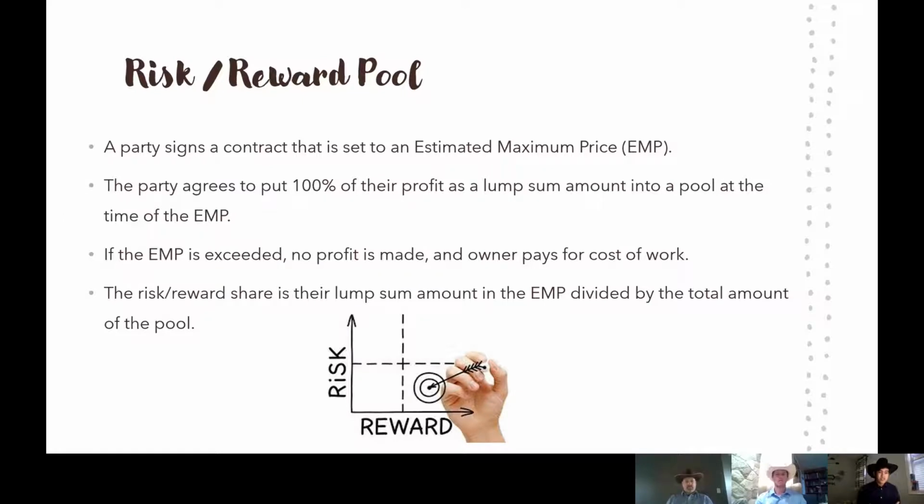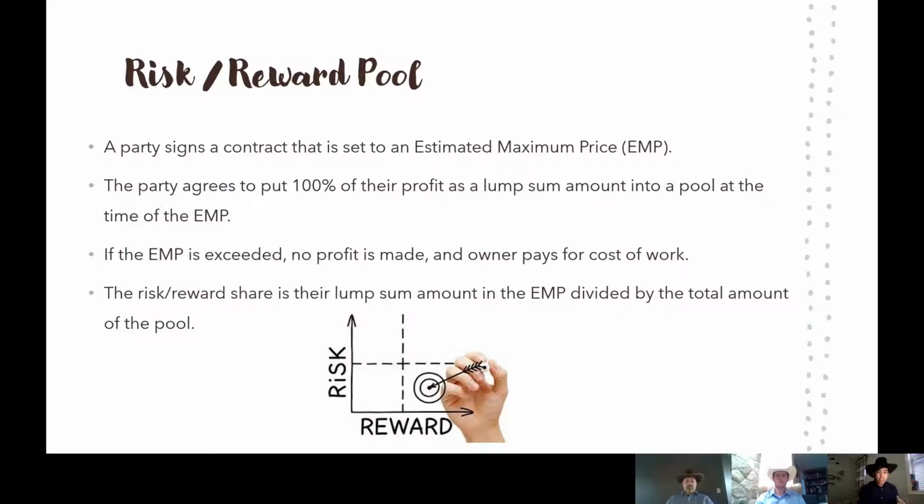So what a risk and reward pool does is that they sign a contract, like IPD sends a contract set to a maximum estimated price, or EMP. So what that means is that is all the design costs and construction costs and contingency that we talked about earlier. Once a party signs that contract, they agree to put their lump sum amount of profit into a pool for that EMP and puts 100% of that at risk. So that means if that EMP is exceeded, no profit is made and the owner pays for the cost of the work, no matter how expensive it is. That's the risk part. The reward part is even sweeter.